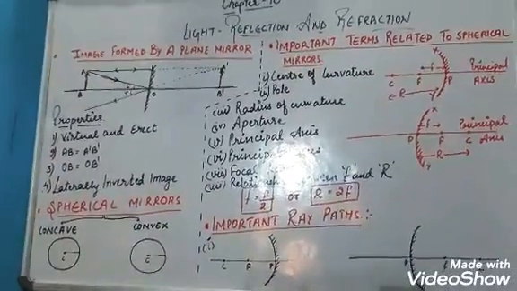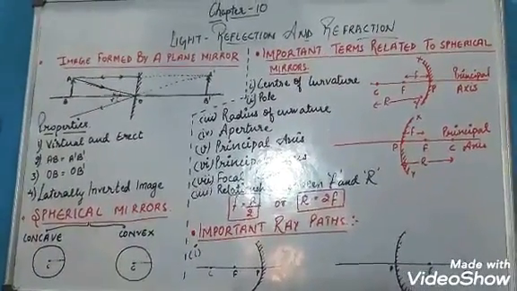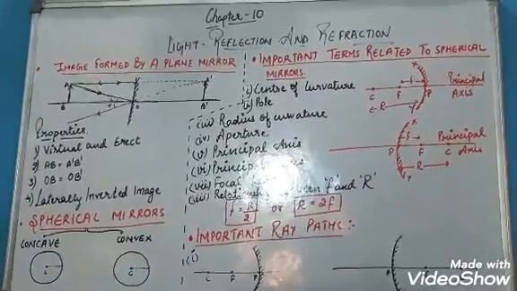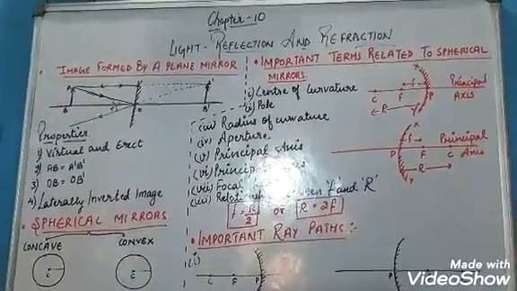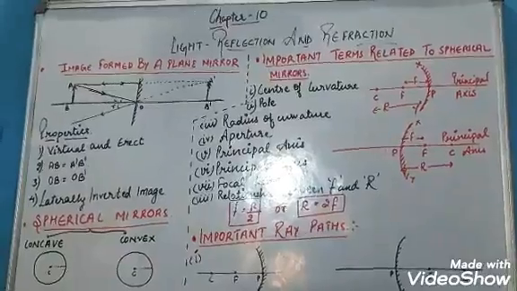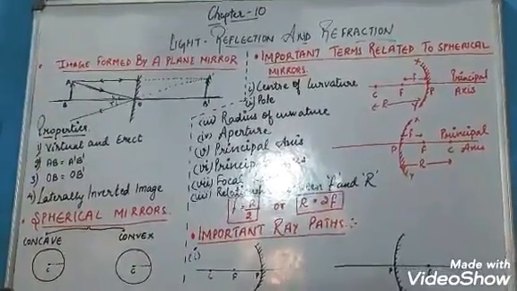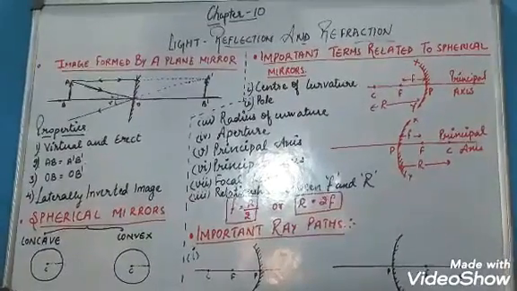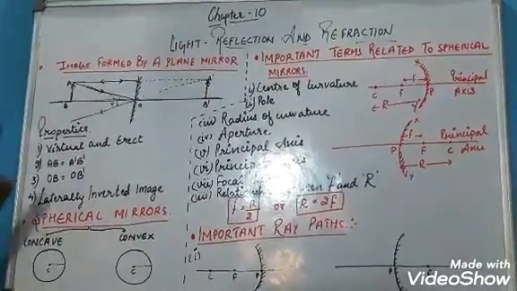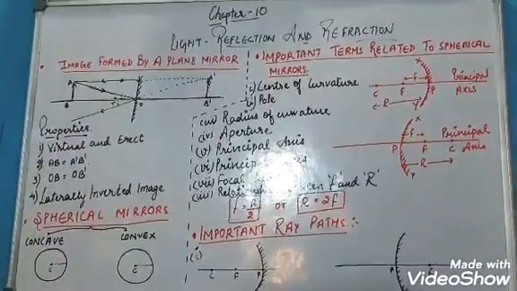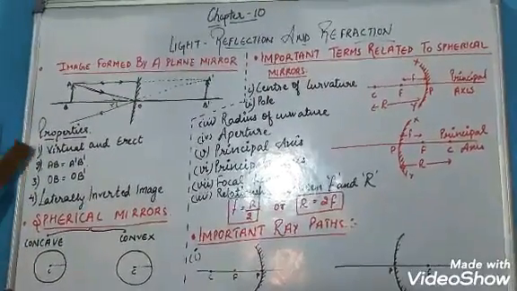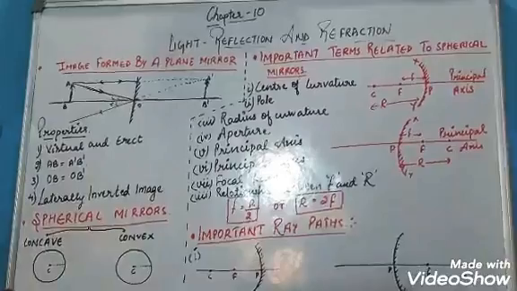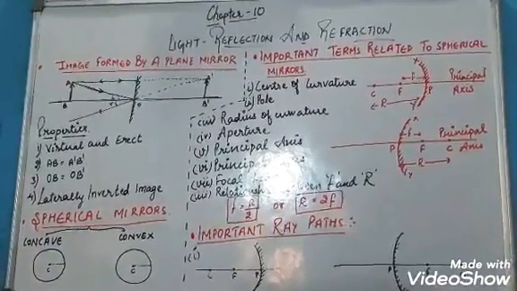Hello everyone. In my previous video we discussed a little about light, and as I told you, in this video I am going to discuss the image formed by a plane mirror and the images formed by different spherical mirrors. So first let's discuss the image formed by a plane mirror. You already know the properties of image formation through a plane mirror.